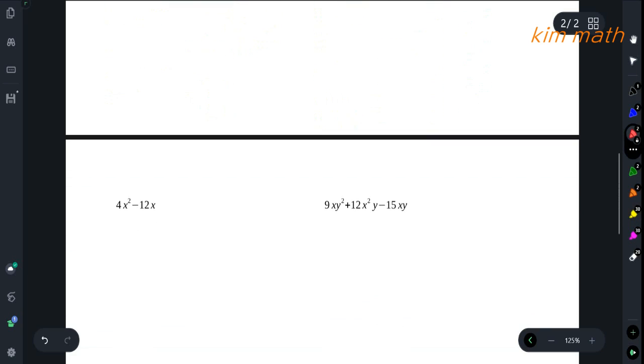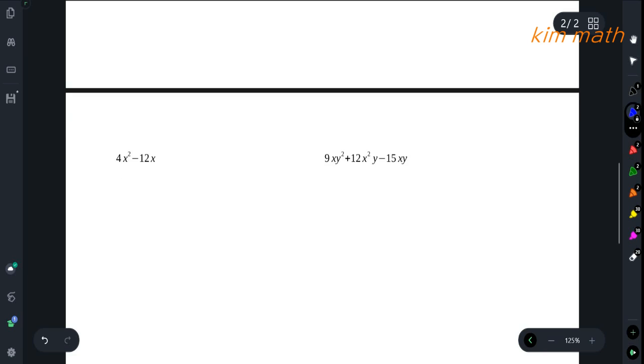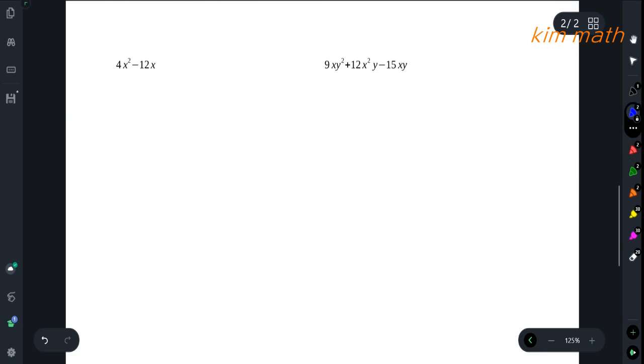Okay, 2 more questions. First, 4x squared minus 12x. Think of the numbers 4 and 12. Yes, 4 can be a common factor. Think of x. X squared and x. Yes, x is the greatest common factor. So 4x is the greatest common factor of these 2 terms. Think backward. 4x times what equals 4x squared? Yes. 4x times what is negative 12x? Okay.